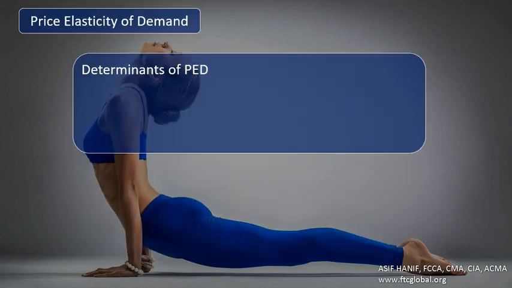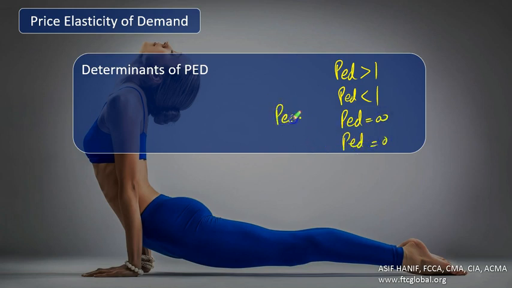All right, so the next area is determinants of price elasticity of demand. What determines the price elasticity of demand? We have seen that price elasticity of demand can have 5 possibilities. Either it is greater than 1, called relatively elastic, relatively inelastic, perfectly elastic, perfectly inelastic, and then we have unit elastic, and PED is equal to 1. So these are the 5 possibilities. So what determines the price elasticity of demand? What are the factors that determine the price elasticity? Let us discuss them one by one.